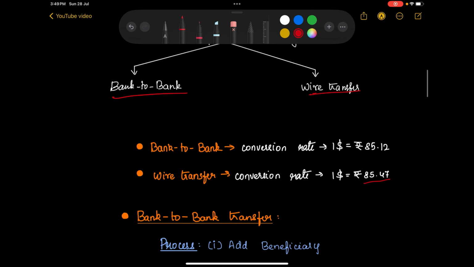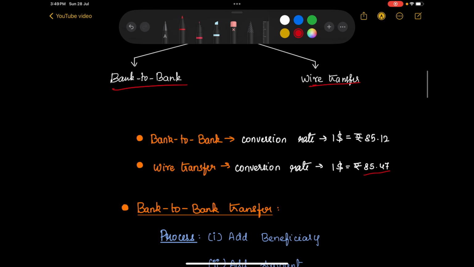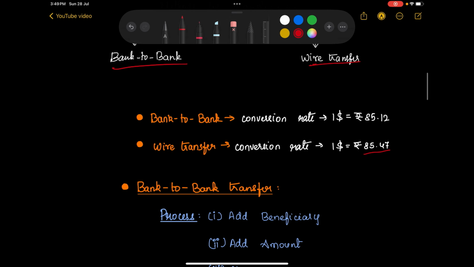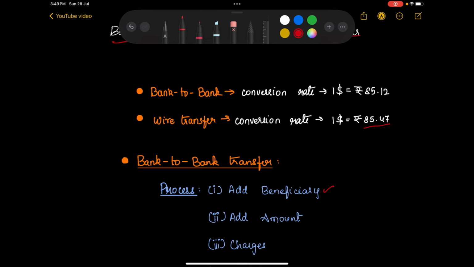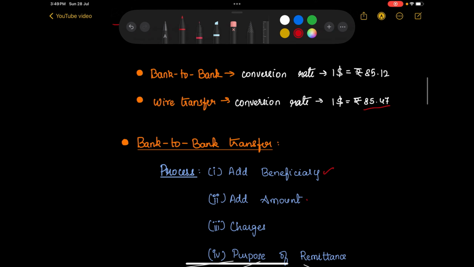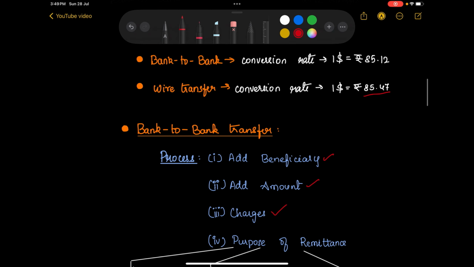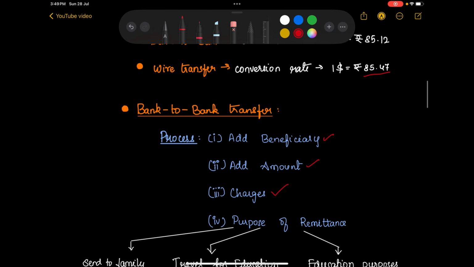Direct bank-to-bank transfer. For bank-to-bank transfer, there are a series of steps to be followed. First is adding a beneficiary. This will take 1 or 2 days to process. The next is adding the amount that you wish to send from your Indian account to your US account. The next is checking out all the charges that are present while transferring money.